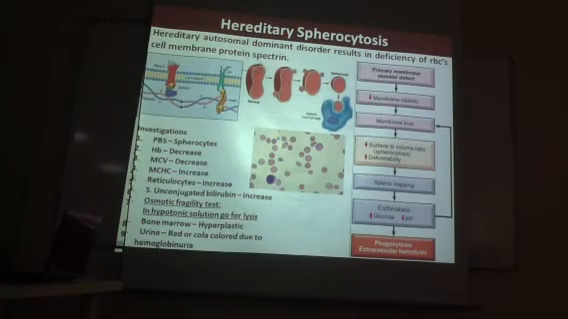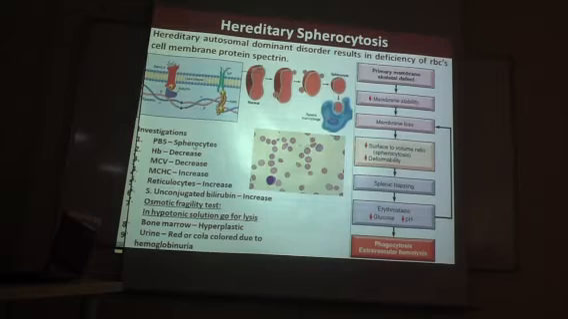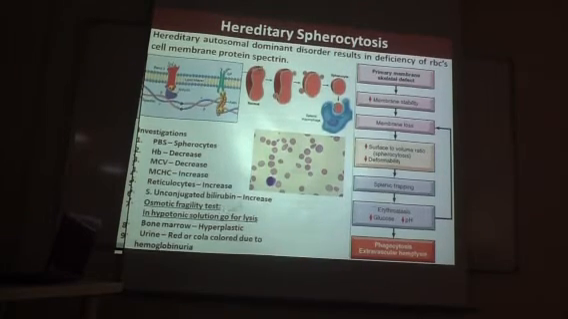When there is a deficiency in any of many proteins, it leads to hereditary spherocytosis. The most important is PET3. That leads to hereditary spherocytosis, and the peripheral blood smear shows a lot of spherocytes. The confirmatory test for hereditary spherocytosis is the osmotic fragility test, commonly called OFT.